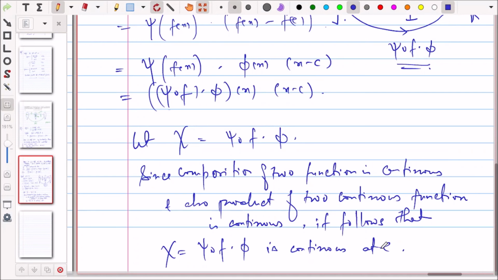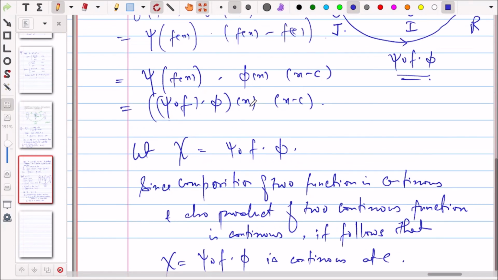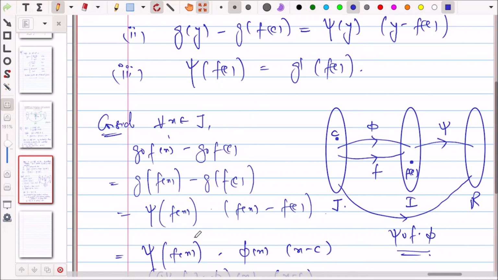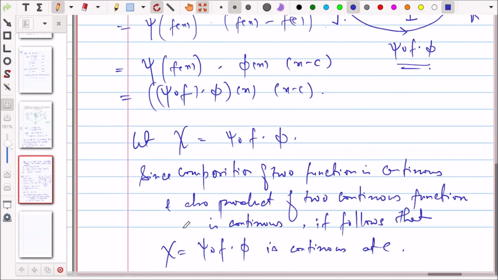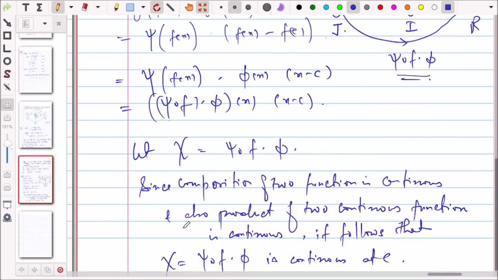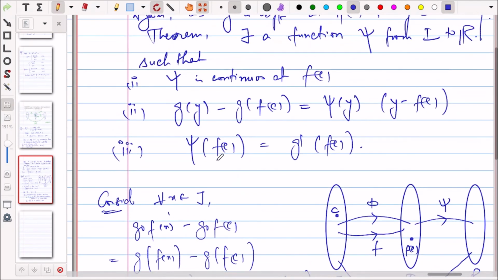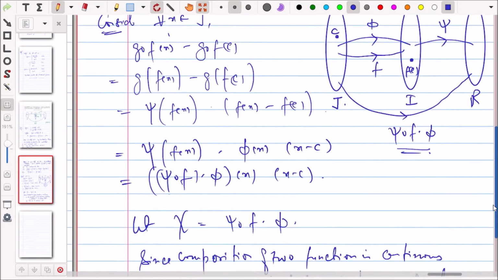Yes, sir. So we have to take this function, not psi of phi; we will take this particular function. So this is chi. Now we have satisfied two properties, right? Now we have to show the third property, that chi of c should be equal to, what should be its value? g dash fc into f dash c.